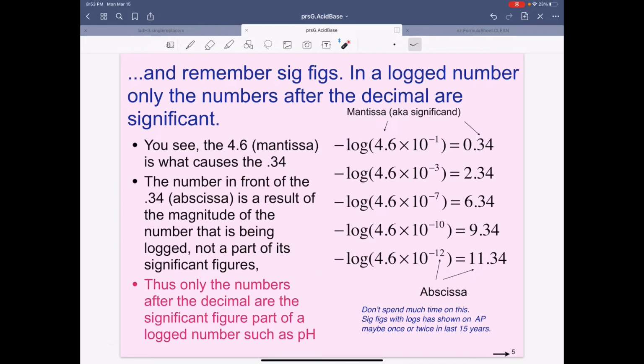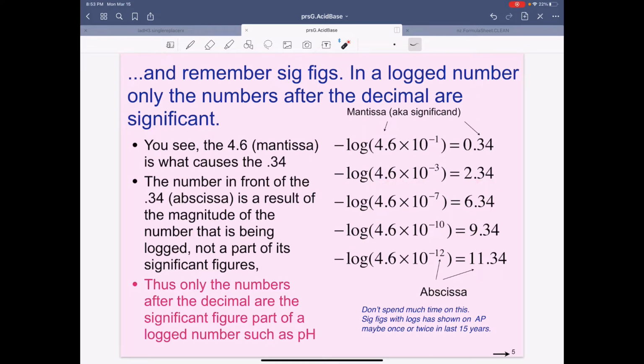Now, just a quick piece about significant figures. Notice that this time I've left the beginning number all the same, and that results in a 0.34 every time. If I asked you how many significant figures are in this number, I think all of you would say just 2. That these are important to tell us that this is a small number, but not important to the significant figures. And so the 4.6 is causing the 0.34, the minus 3 is causing the 2, so in fact 2 significant figures, here they are, 2 significant figures.